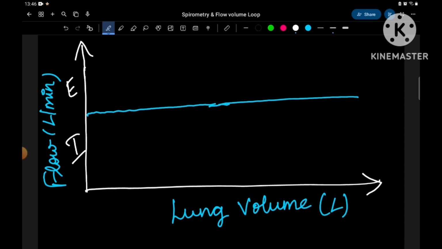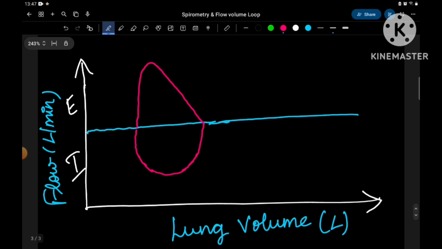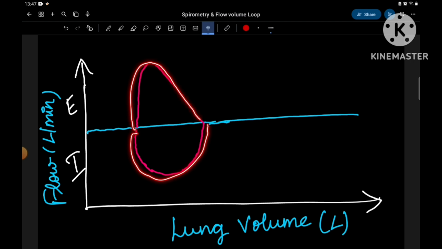Now, how does a normal flow volume loop appear? That's what you're going to draw here. See, a normal flow volume loop. Okay, let's see, guys. This is expiration and this is inspiration. So this is a normal flow volume loop.